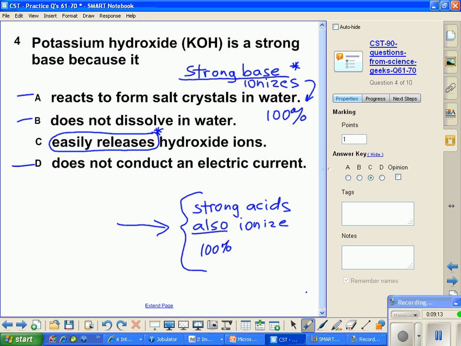And then in letter D, does not conduct an electric current. You just saw the light bulb test, and potassium hydroxide will light that light bulb up really, really well. So that's just a false statement.